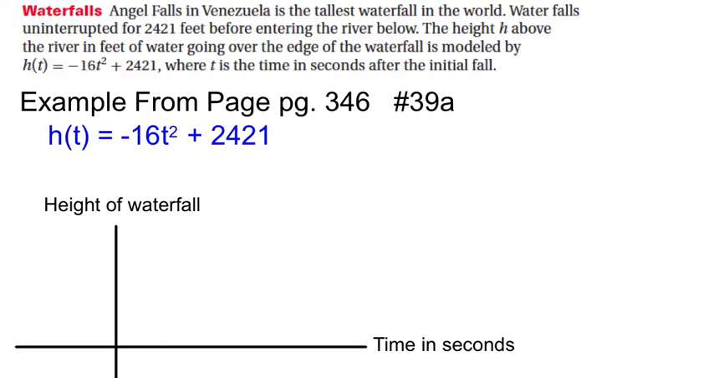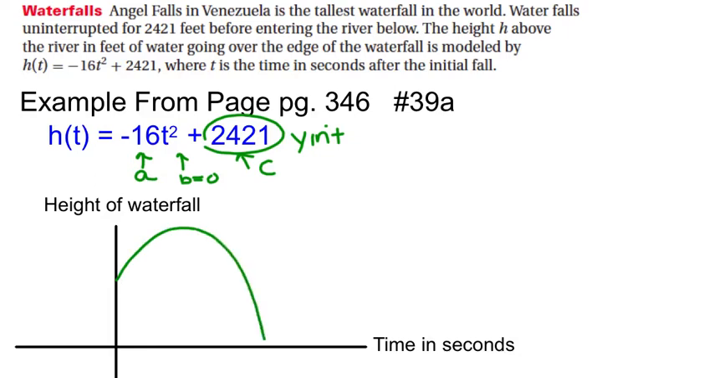So what we give you is the quadratic function. It's in standard form. This is your a, your b is 0, and then this is your c. This is the y-intercept of your graph. Imagine this waterfall going up and then coming back down to touch the ground. This is your y-intercept, 0 over up 2,421 feet. And then it goes up to some maximum height, and then it comes back down and touches the ground.